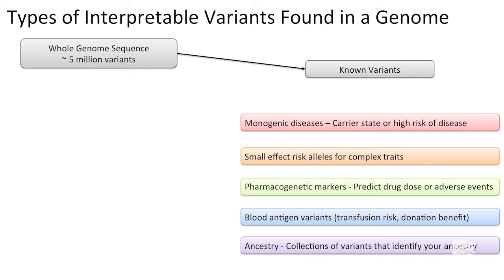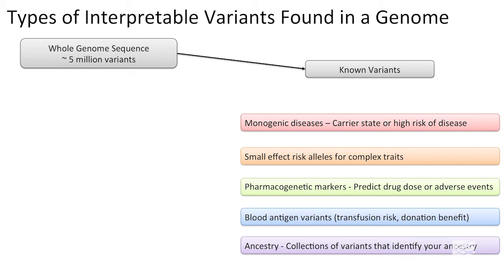Third, pharmacogenomic variants that predict drug response or the risk for adverse events. Fourth, blood antigen variants that are important in thinking about transfusion risks, and benefit for donation as a blood donor. And fifth, variation that's used in determining ancestry, which of course can roughly be any variation. So those are the kinds of variants that we may know and that are well established.